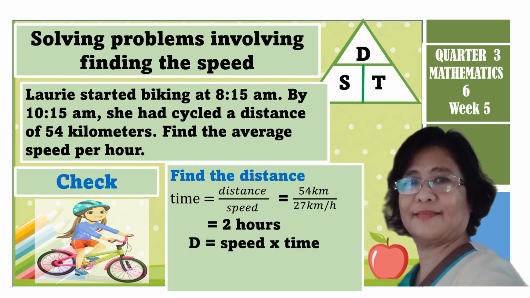Then let us check if the given distance is correct. Let us multiply the speed and the time. The speed is 27 times the time, which is 2. And then the answer based on the problem is correct.